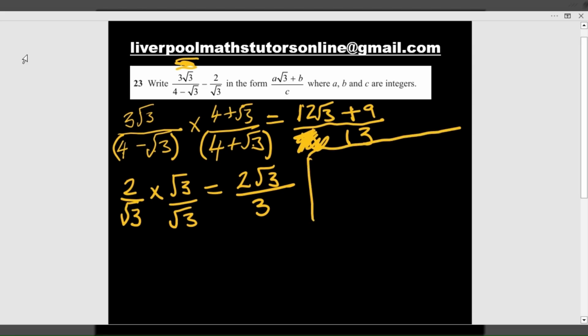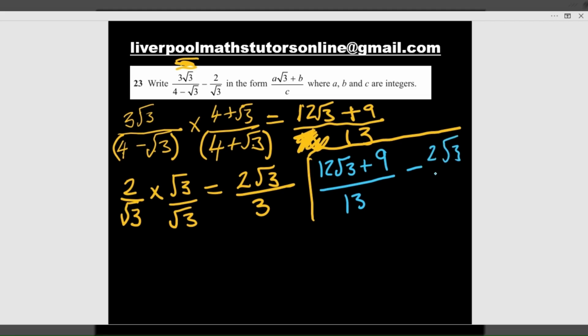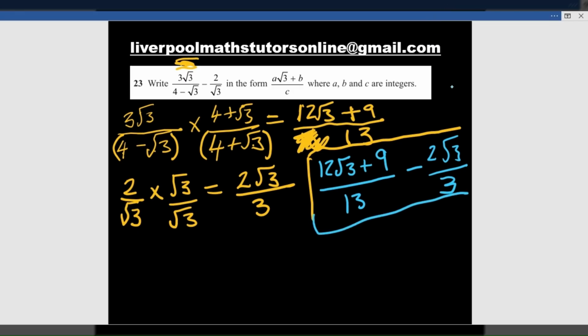If I section that off and then put it together so I can see what I'm working with. Right, so my first fraction is 12 root 3 plus 9 all over 13, take away 2 root 3 over 3. Right, so that's what I'm aiming at. Now if you subtract any fraction, say a half take away a third, what I do is I times the bottoms to get a common denominator. So we'll do that on this one as well.